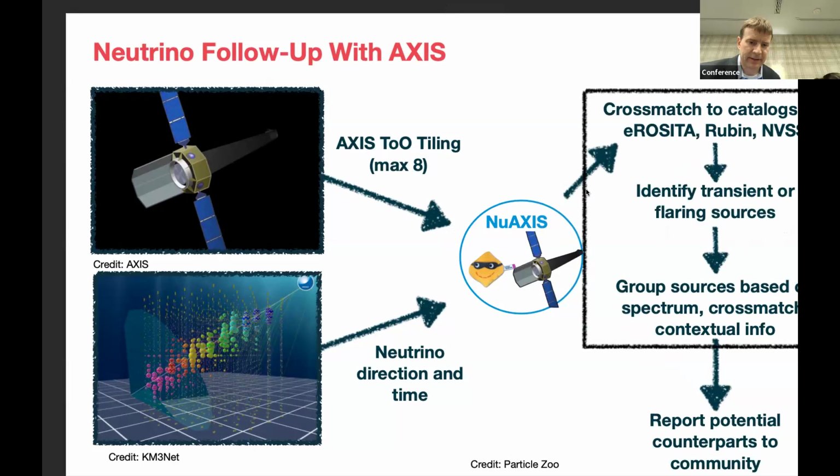And then what we would try and do is sort of group these by spectrum, by cross-match information and contextual information to try and work out roughly what these things might be and report them to the community. And in that way, AXIS can really be an anchor for multi-messenger follow-up across the electromagnetic spectrum, because other people are also looking at these. What we see would be very important for what other wavelengths would also see.